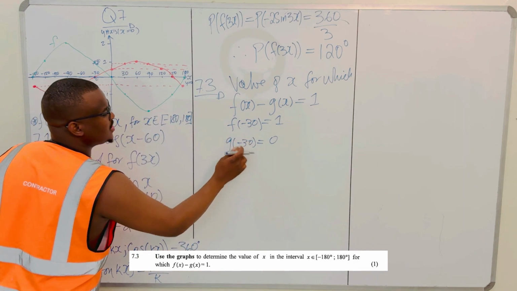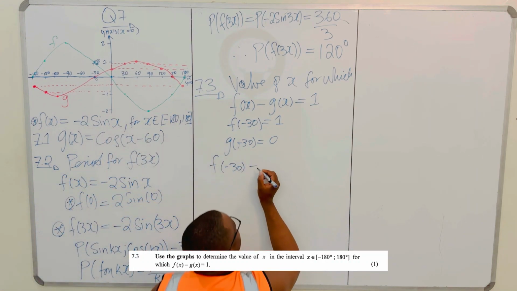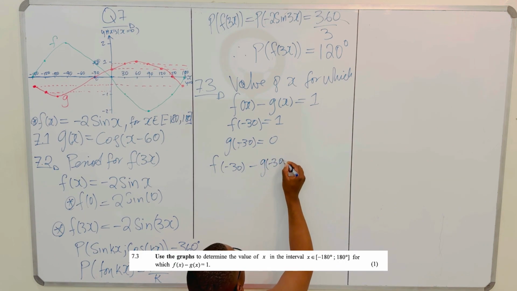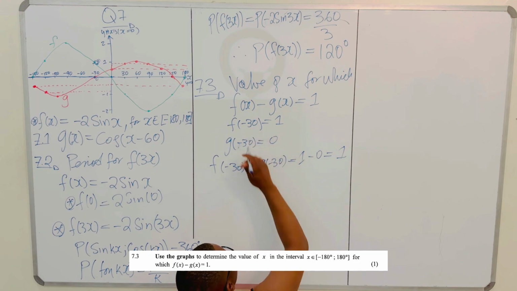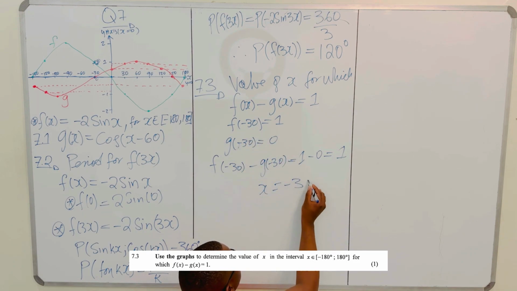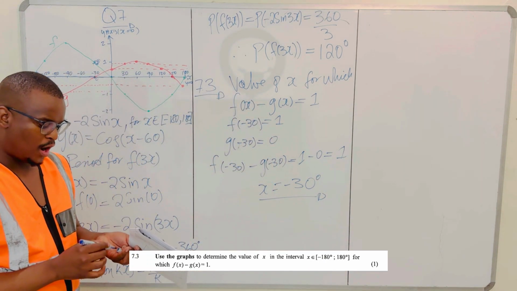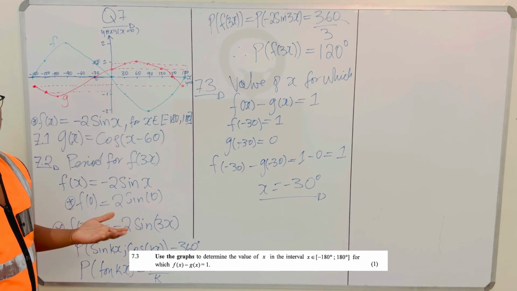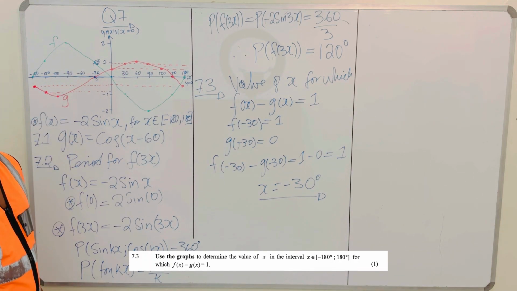So the difference between these, f at minus 30 minus g at minus 30, is equal to 1 minus 0, which is equal to 1. This x equal to minus 30 is the point where the difference between the functions is equal to 1, or the distance between the functions is equal to 1. Because you can see the vertical height here. It's what you can see by your eyes.